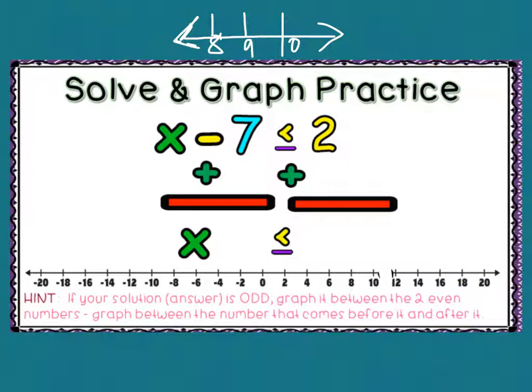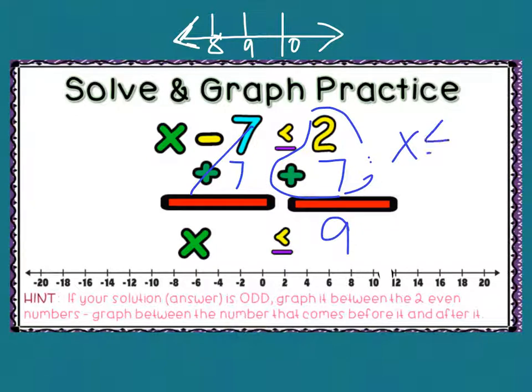Okay, so this is what you would do. Hopefully you got this because you're copying the problems down. So you're going to add 7 to both sides. That cancels out. So 2 plus 7 is 9. So x is less than or equal to 9. So it's going to be a closed circle on the number 9, and it's going to be going to the left. Okay, so that's how you would do that one. Hopefully you got that one right.